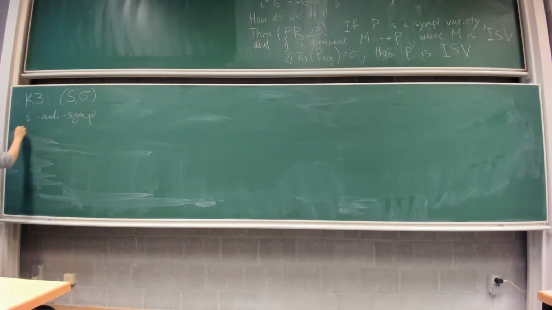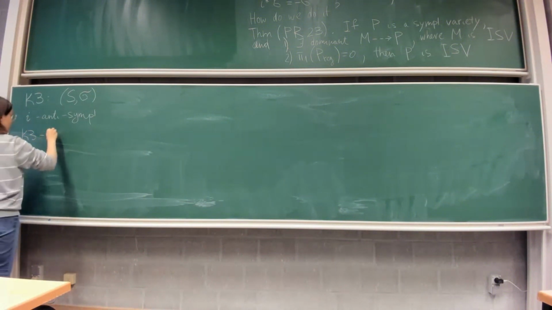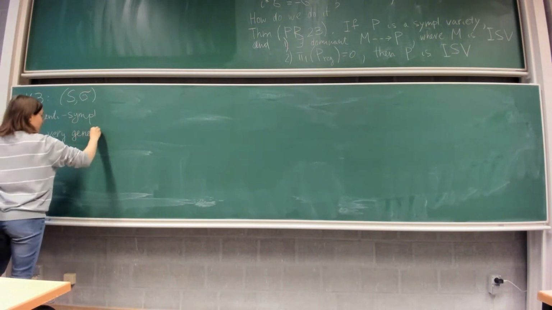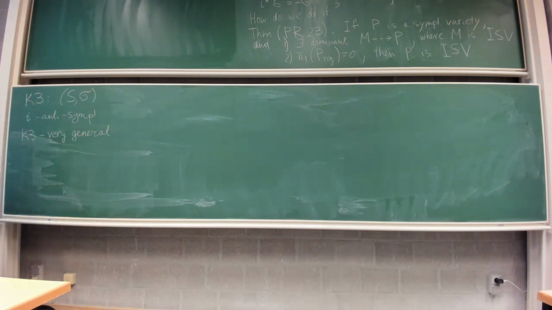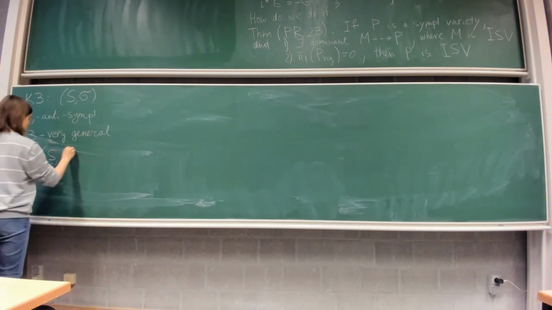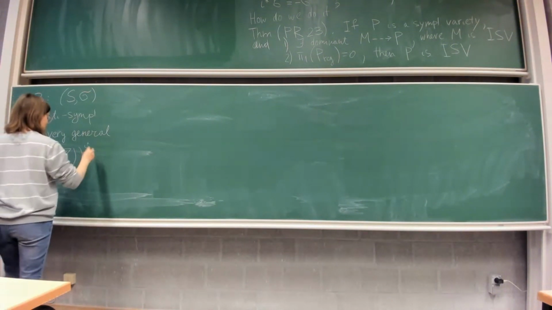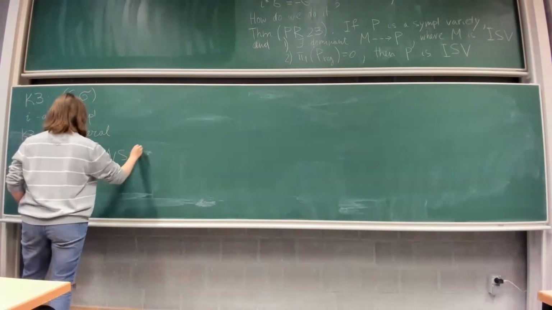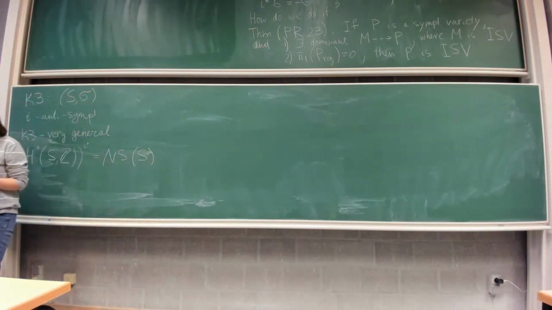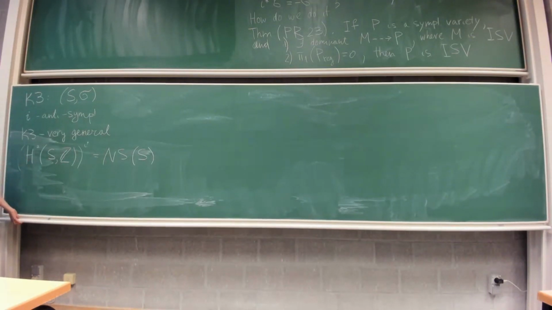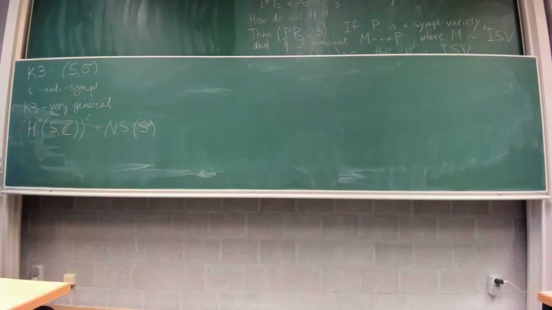Antisymplectic in that sense, and we require that the K3 here is very general. What does it mean? By definition, it means the following: H2(S, C) invariant is equal to the... so kind of all the algebraic classes on S are actually invariant with respect to this antisymplectic involution.